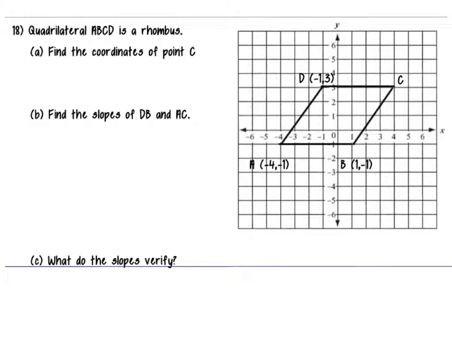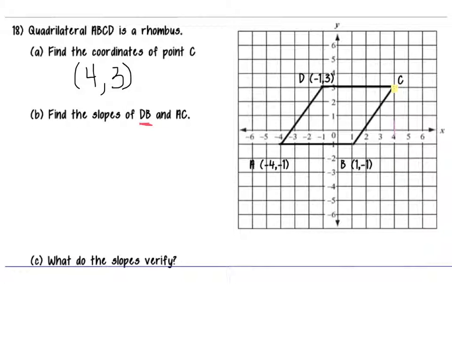So let's first find point C. Point C is right here, all right? And I know that in order to name that point, I need to find the x and the y that go with it. So I see that my x is 4, and I see that because I'm right here. There's my 4, and I see that my y is positive 3. So the name of that point is going to be 4, comma, positive 3.